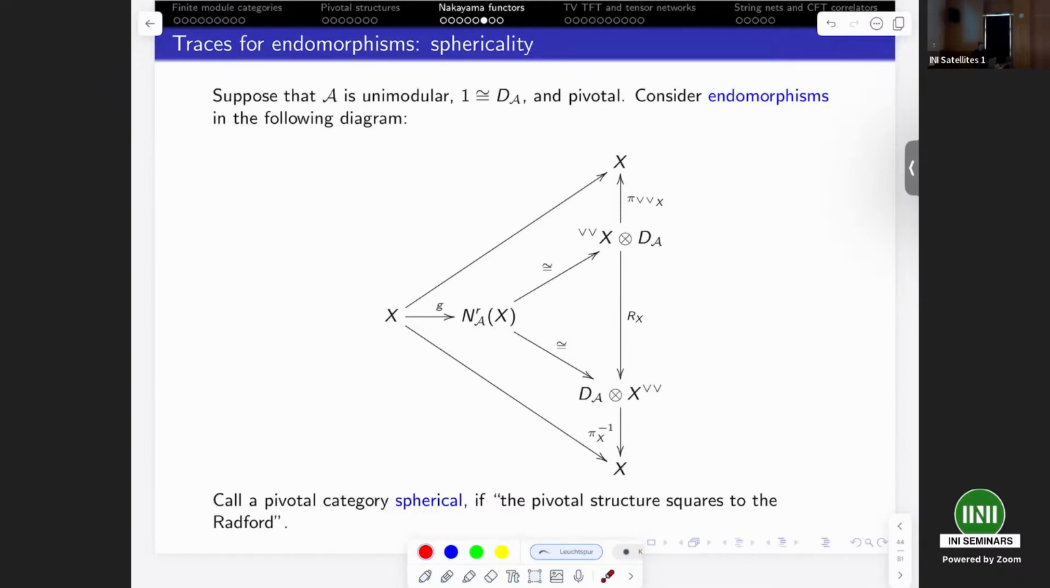Okay, now we are assuming that we are in the case where the distinguished invertible object is trivial. So the object of interpolars is trivial. That's called the unimodular case.